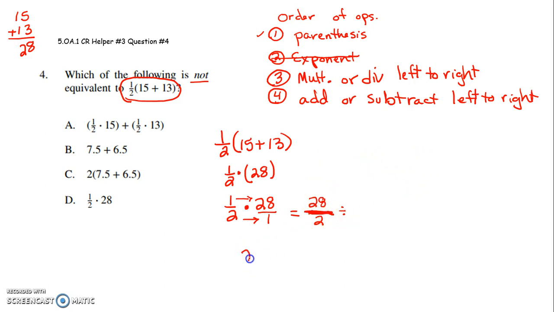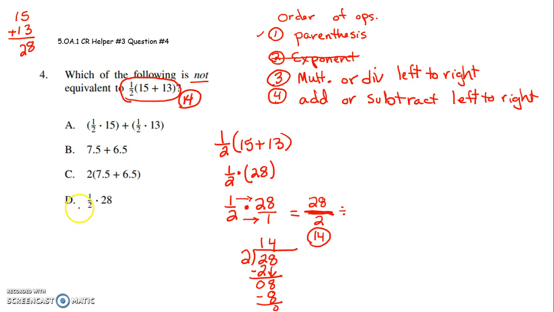I can do long division. 2 into 28. 2 goes into 2 once. 1 times 2 is 2. Subtract off. 2 minus 2 zeros out. Bring down the 8. 2 goes into 8 4 times. 4 times 2 is 8. 8 minus 8 is 0. So 28 divided by 2 is 14. So your final answer to this is 14. So I need to figure out which of these expressions is not 14.